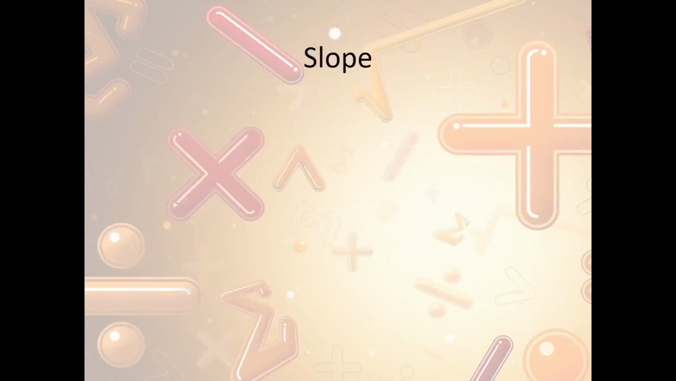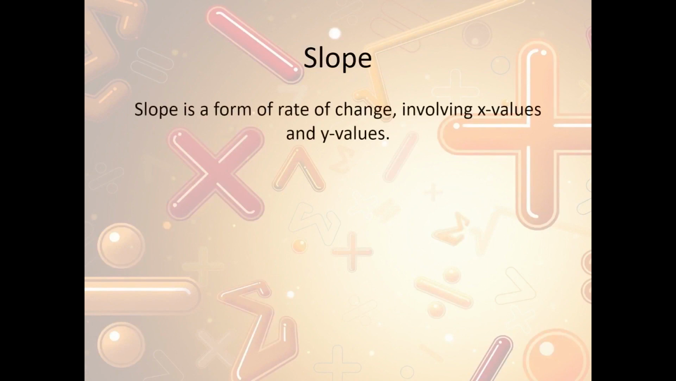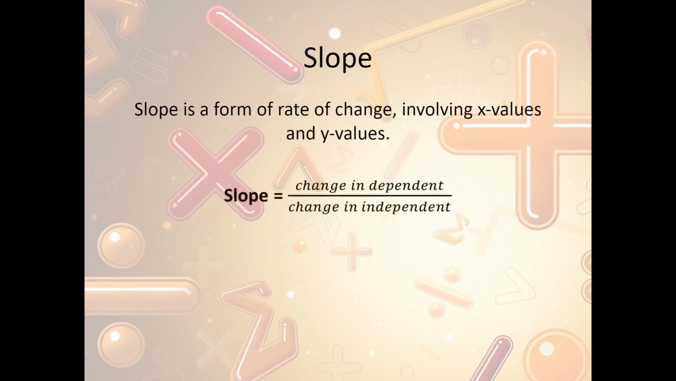Now let's talk about slope. What is slope? Slope is a rate of change involving x values and y values. Slope is known as being the change in the dependent variable over the change in the independent variable. Now what does that really mean? So that really means that slope is the change in the y values over the change in the x values. So it's always y over x.